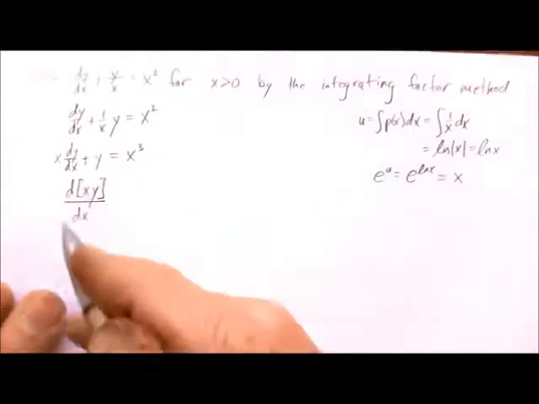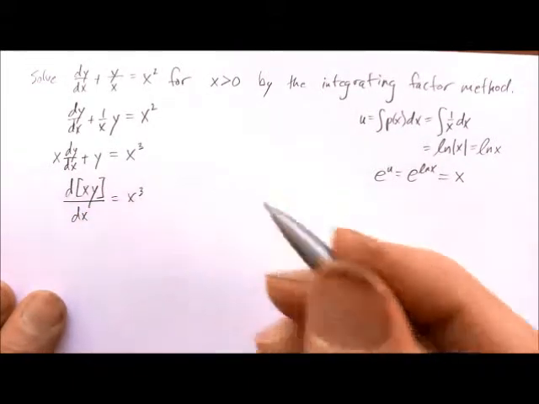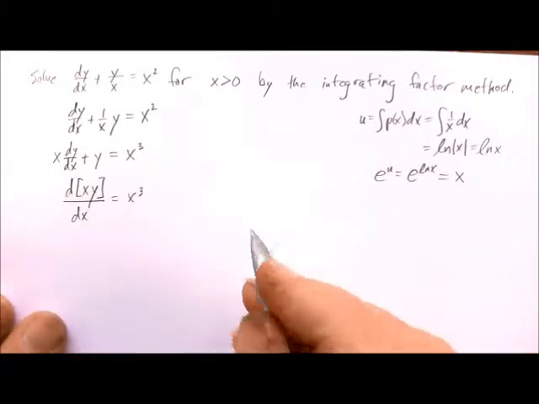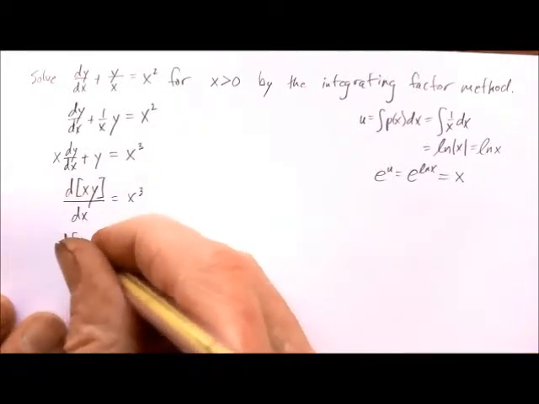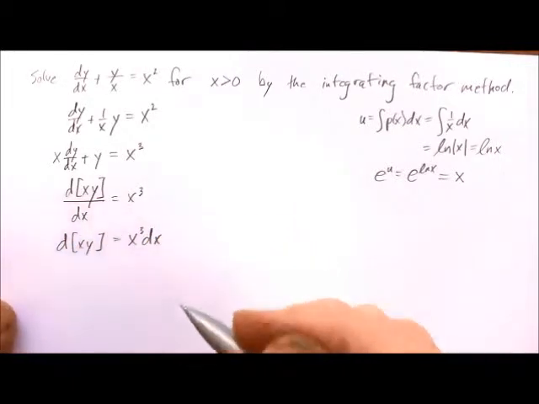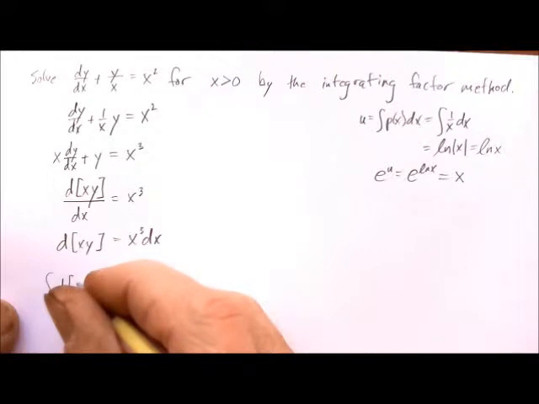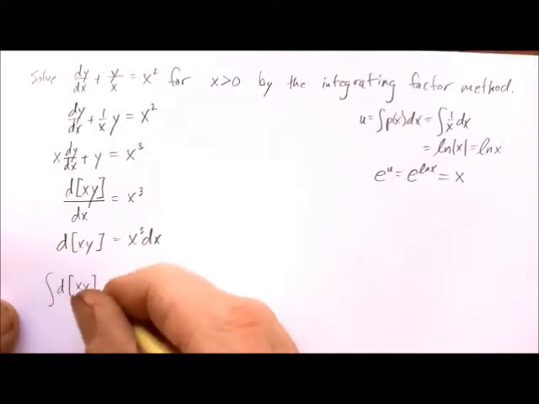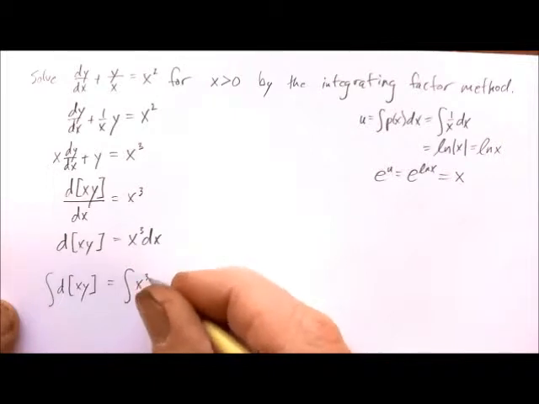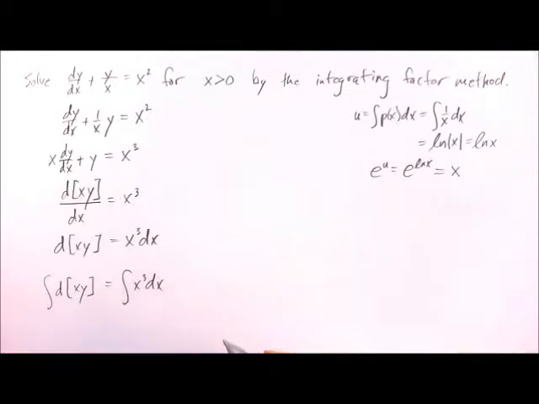And we don't need our sheet anymore. The right side is still just x to the third. And now we multiply both sides by dx. So we have d of xy equals x to the third dx. And integrate both sides, or take the antiderivative of both sides. So we have the integral of d of xy equals the integral of x to the third dx. And of course, like before, the integral of d of xy is just xy.